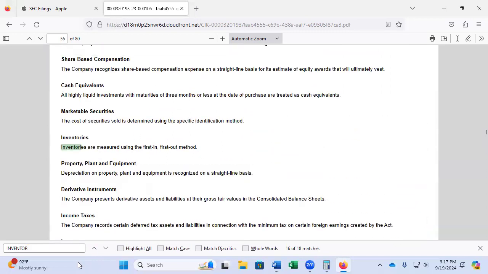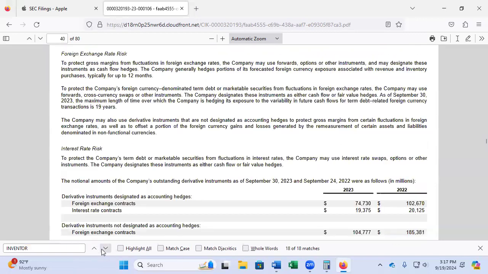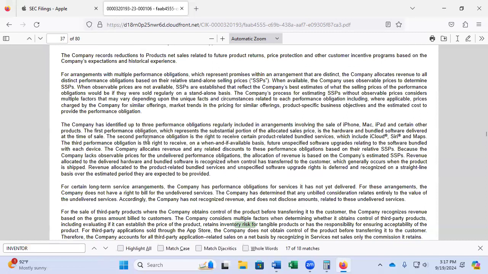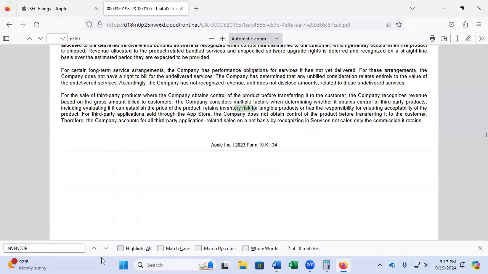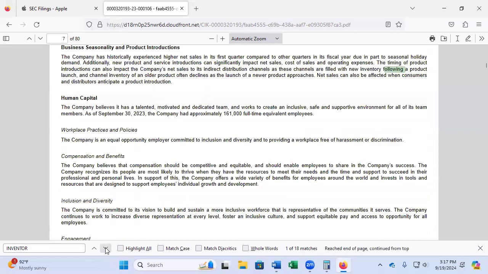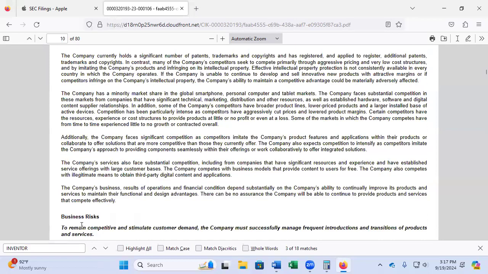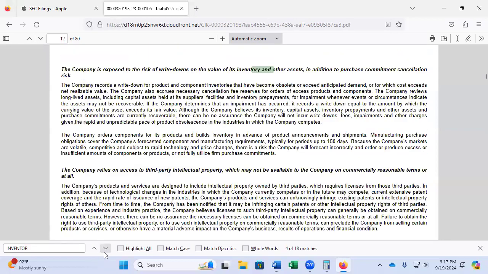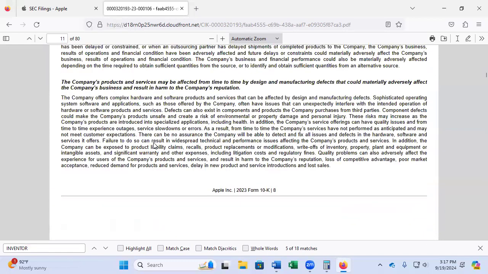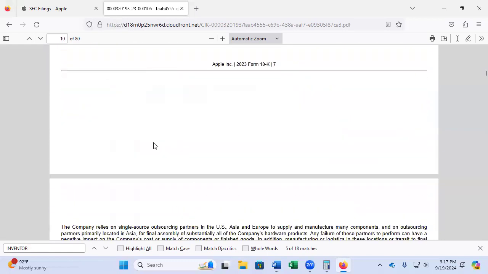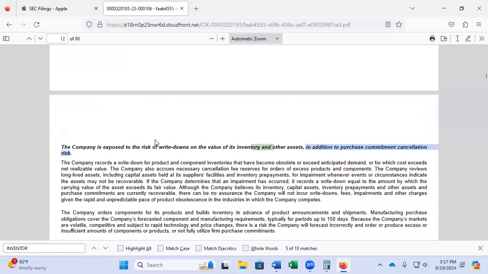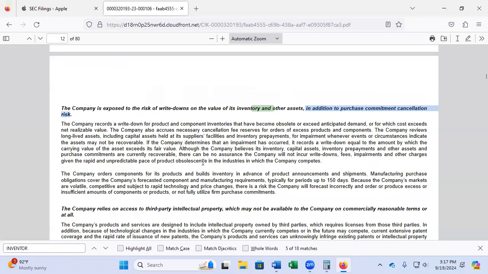Inventory is measured using the first in, first out method. I guess they talk a little bit about it in revenues as well. And then they give you some information in their disclosures on it, but not in the financial statements. But here is, in addition, purchase commitments risk. So sometimes you have to dig around and look for where they're going to put it, but they should be disclosing that information in their financial statements.